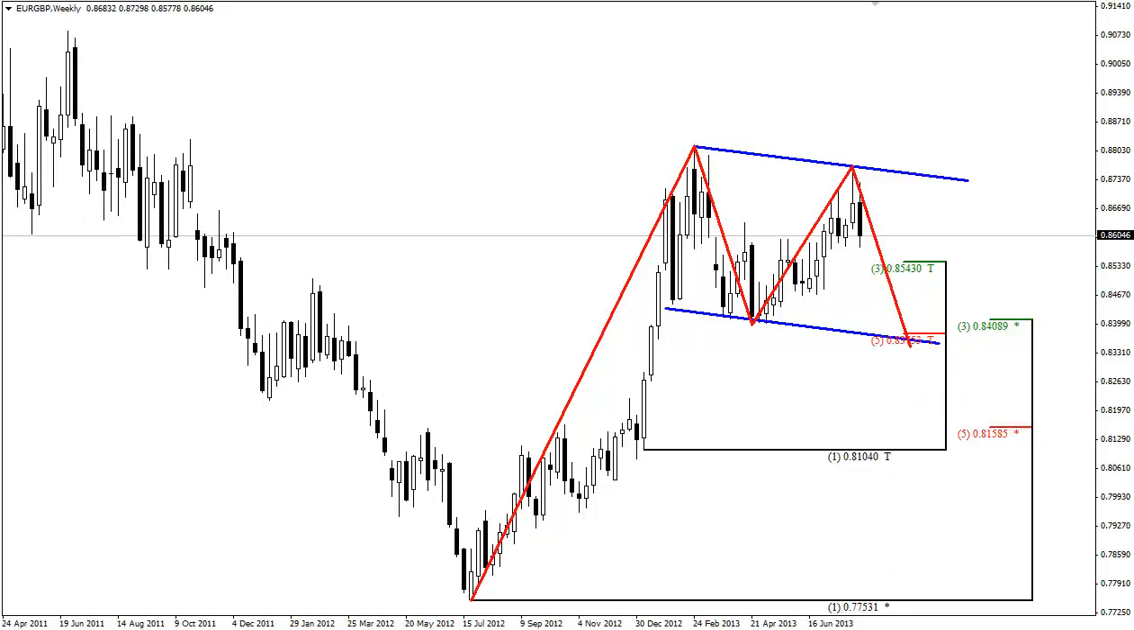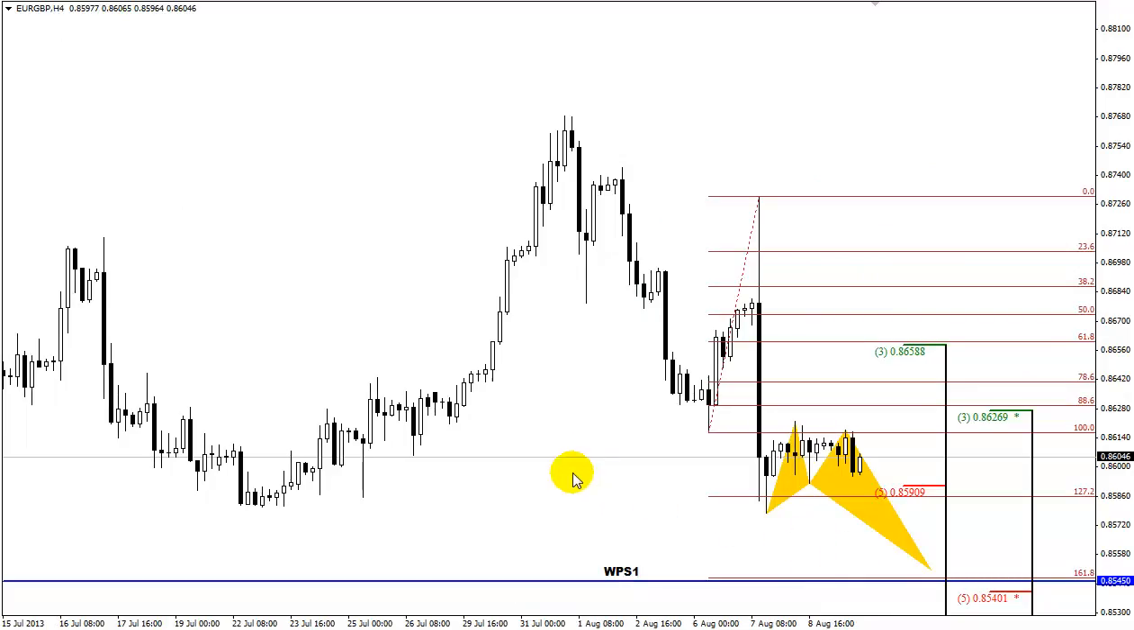All right, now let's go to the 4-hour time frame to see what level we must pay attention to in the next days. This is a 4-hour chart of the euro pound, and we can see here this butterfly buy marked in yellow. This is the 1618 extension of this butterfly, and this will be the weekly pivot support 1 for the coming week. The 0.8545 will be the weekly pivot support 1, and also this will be the 618 support of the entire up move of this butterfly.